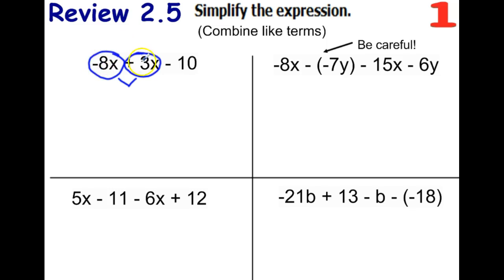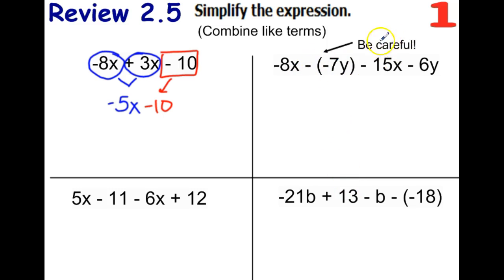They're different signs, negative, positive, different signs subtract. 8 minus 3 is 5, but there's more negatives, so it's a negative 5. Don't forget the x. And then there's this negative 10 here. We can't combine that with anything else, so it's just minus 10. So your answer is negative 5x minus 10. That's it. You cannot combine those together because this has an x and this does not.